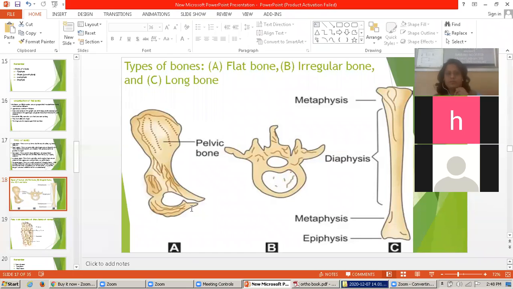So this is a diagrammatic presentation of the types of the bone. The first one is a flat bone, that is the pelvic bone. Then the irregular bone. The third one is the long bone. This long bone shows the metaphysis, then this one is the diaphysis, this is again metaphysis, and this end is the epiphysis. So what we learned in the previous slides, that epiphysis, metaphysis and diaphysis are seen in this long bone.